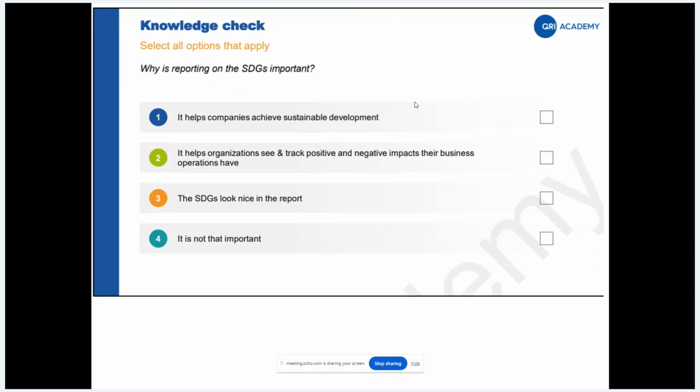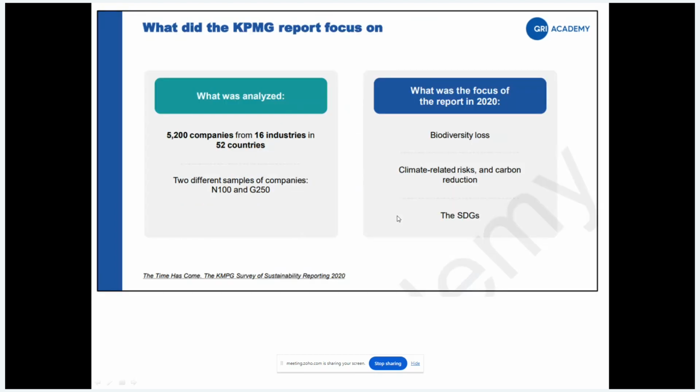Now, the second question: why is reporting on the SDGs important? Is it not important? No, it is important. Are the SDGs included because they look nice in the report? No, this is not correct. It helps companies achieve sustainable development. This is the right answer. And another is that it helps organizations see and track the positive and negative impacts their business operations have. So 1 and 2 are the right answers, and these are not the correct answers. That is just for your discussion.